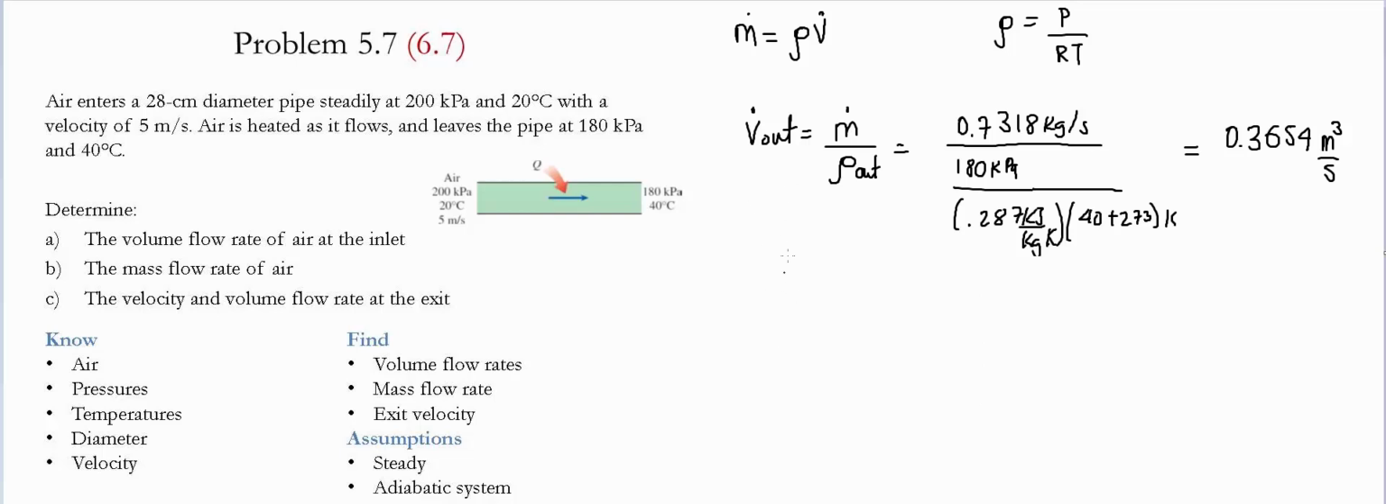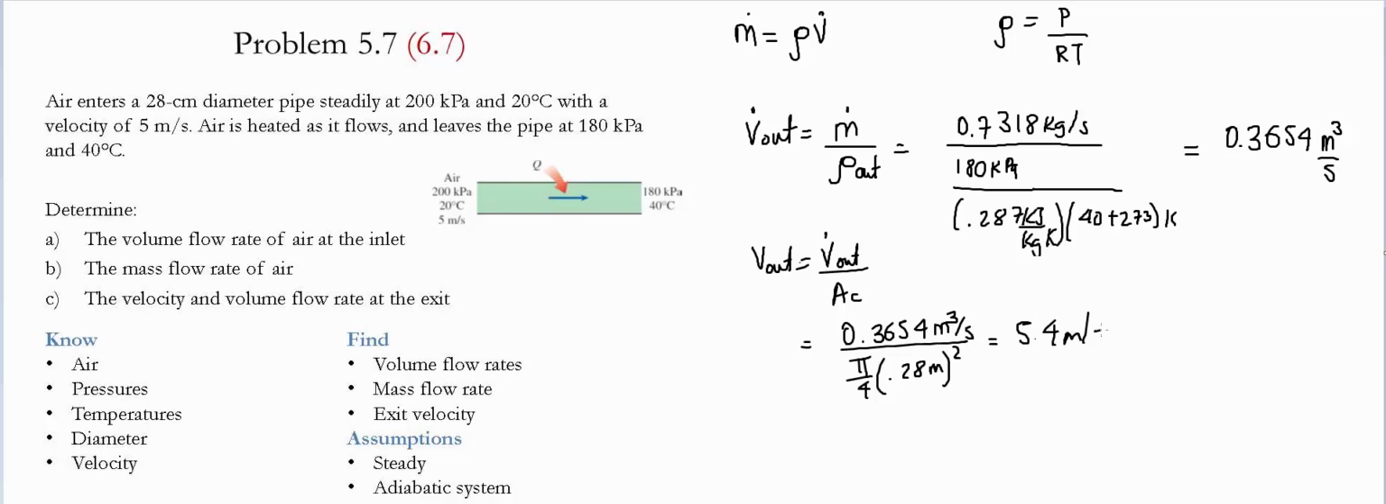Once we have the volume flow rate, we can calculate the velocity at the exit. The velocity at the exit is simply the volume flow rate at the exit divided by the cross-sectional area, which remains constant. We have the volume flow rate of 0.3654 meter cubed per second, and the cross-sectional area is pi over 4 times the diameter, 0.28 meters, squared. If we do this calculation, it gives us 5.4 meters per second.